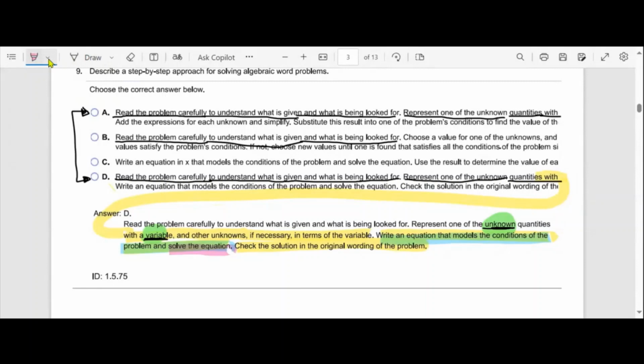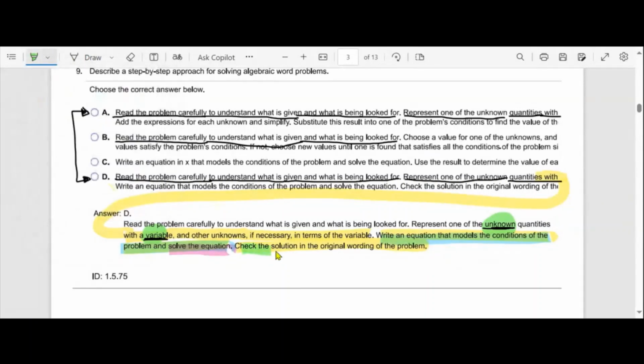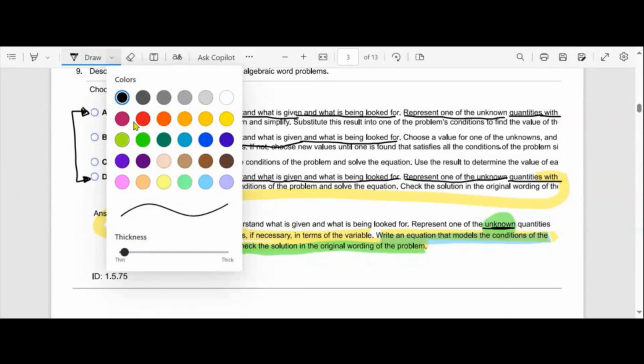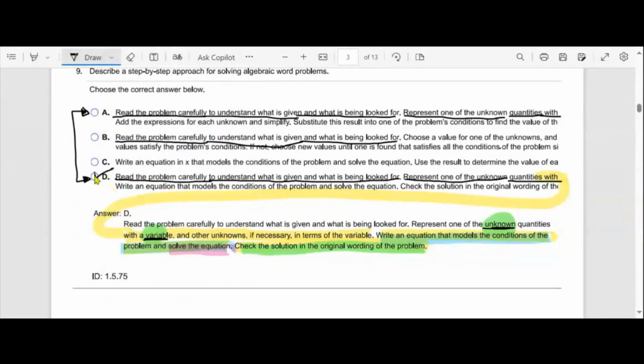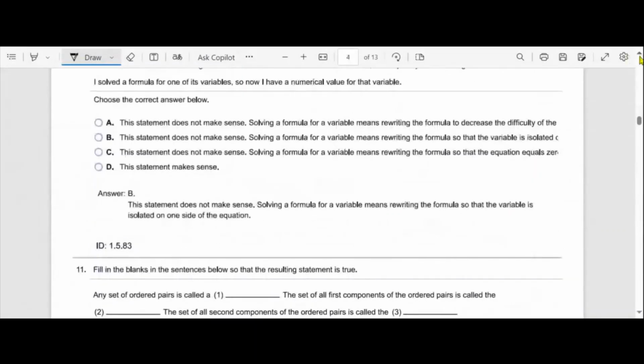Then finally, what do you have to do? What should you do at the end? Check the solution in the original wording of the problem. So your correct answer would be D. Okay? Let's move to the next one.